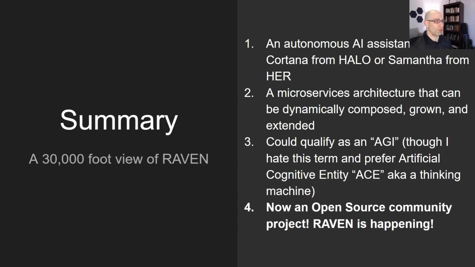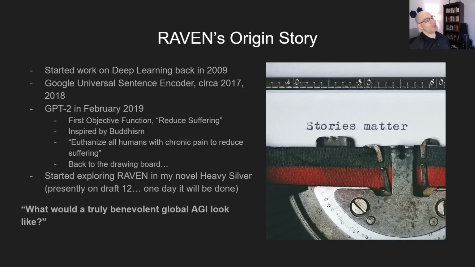We'll get to it. Number two, Raven is a microservices architecture that can be dynamically composed, grown, and extended. And we'll talk more about microservices architecture as well. Raven could qualify as an AGI, but I really don't like that term. What I prefer is an artificial cognitive entity. In other words, a thinking machine. And then finally, Raven is now an open source community project. We'll talk about that at the end of the video, and I'll show you around the repo and the project as well.